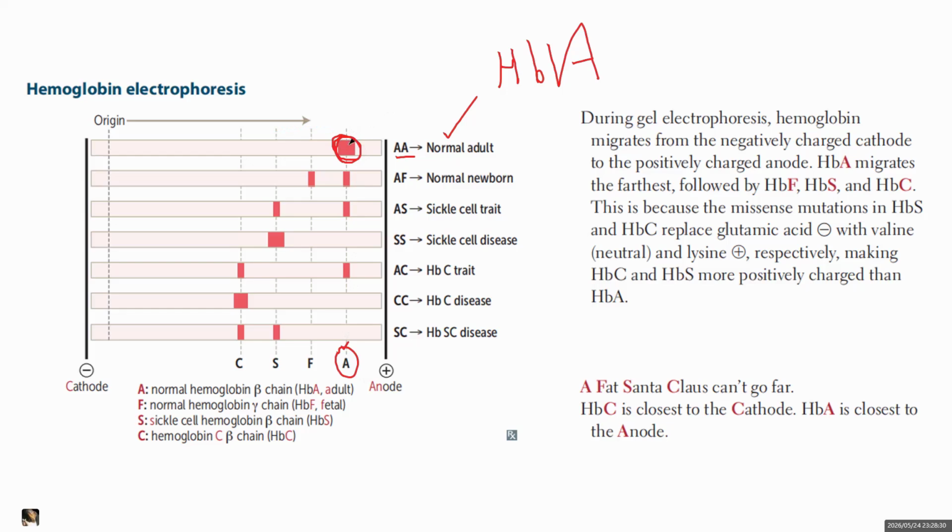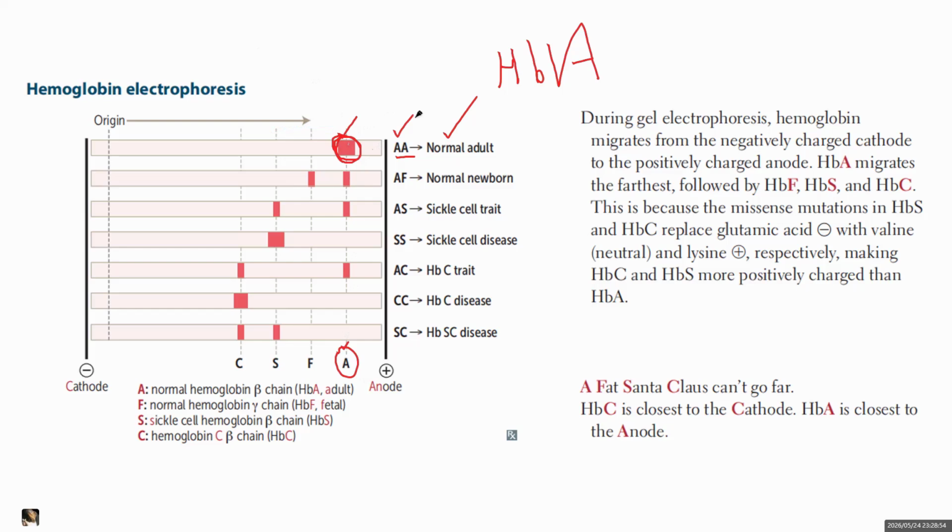This is wider and larger in size. So whenever you see a stronger band at the A position, this means that this person has normal adult hemoglobin. If you want to say it in a simpler way, you can just say that when the electrophoresis shows only the A band, this represents a normal adult pattern, right?